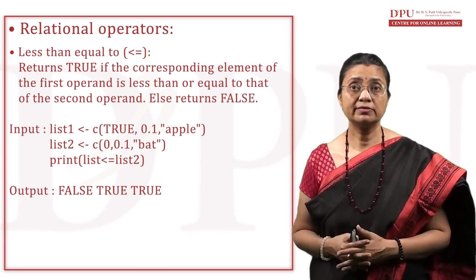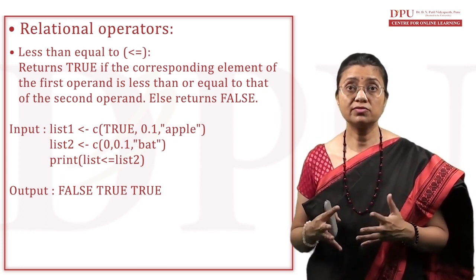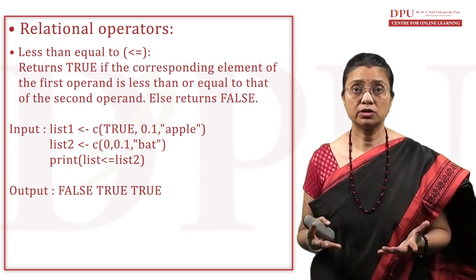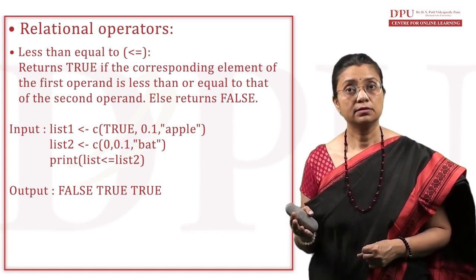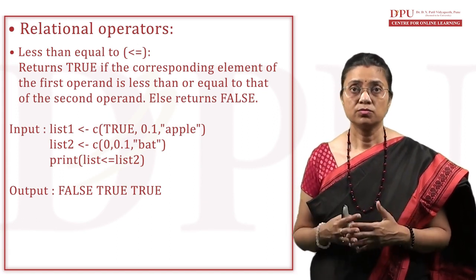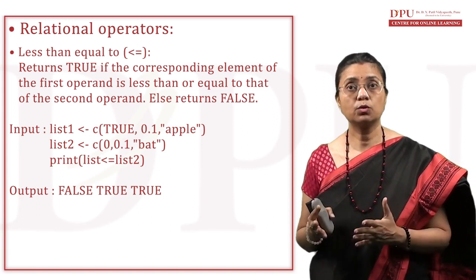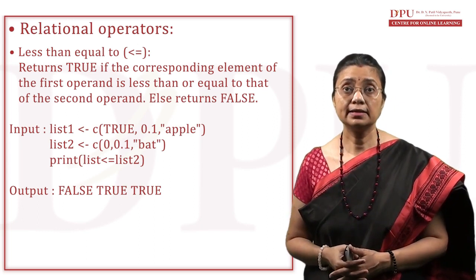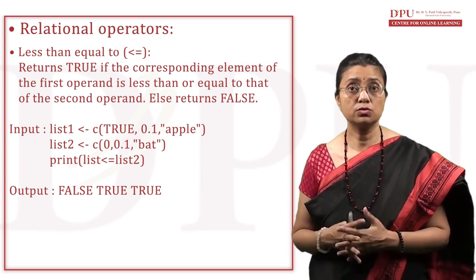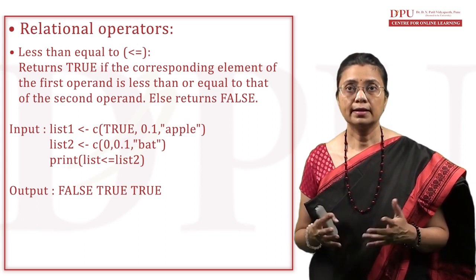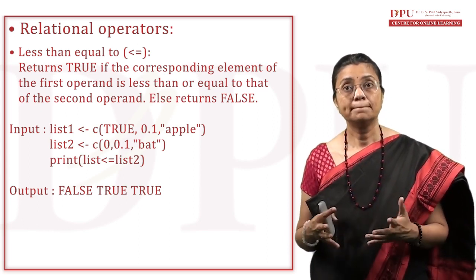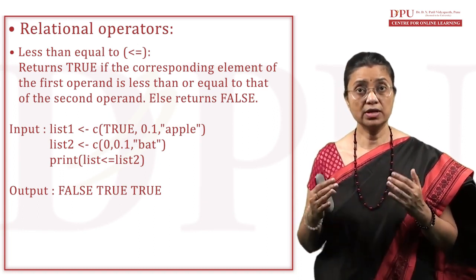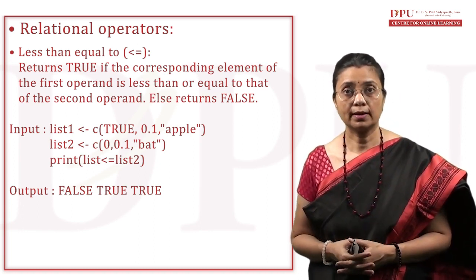So you must be wondering why the first value is false. The first value is false because true is less than or equal to 0, which is not correct. True is 1 and 0 is 0. So true is 1 means 1 less than or equal to 0. We cannot call it a true. So it is false. And like that, 0.1 is less than or equal to 0.1, which is true. And apple is less than or equal to bat, which is again true because apple is less than bat. So that is how the less than or equal to operator is working.